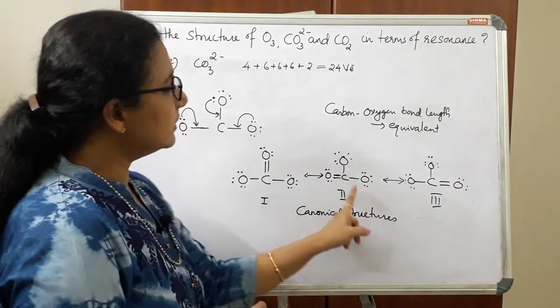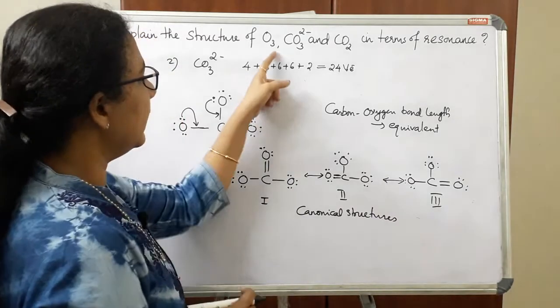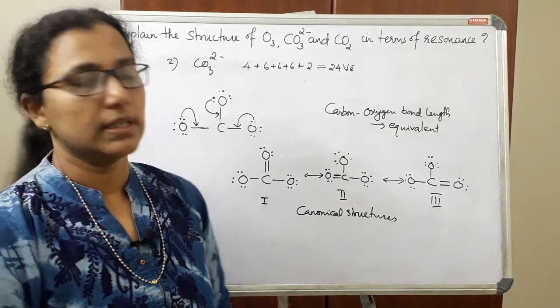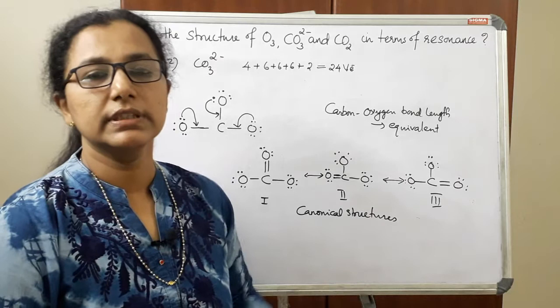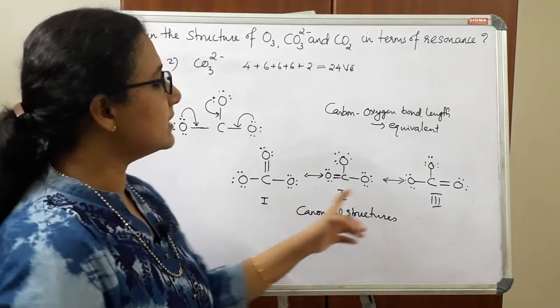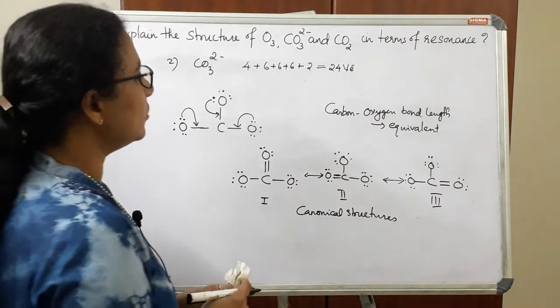So these are 3 resonance structures or 3 canonical structures. In the case of carbonate ion, we can draw 3 resonance structures or canonical structures. These are not real. These are not the real structure. The real structure is the resonance hybrid of these 3 structures. So this is the explanation about CO3 2-.